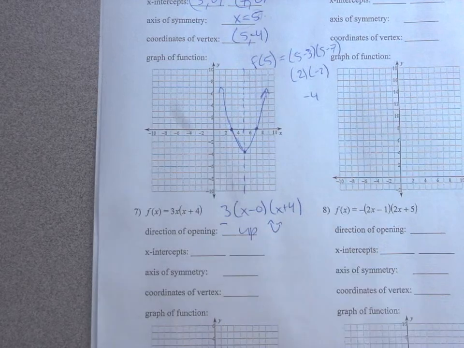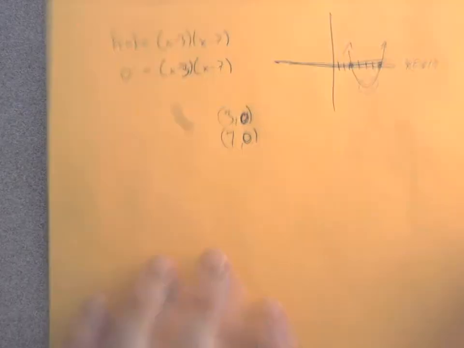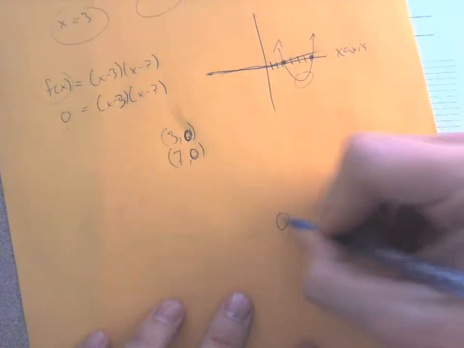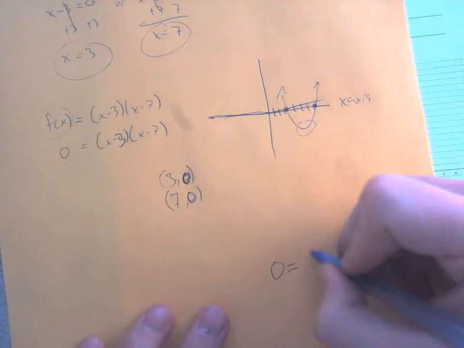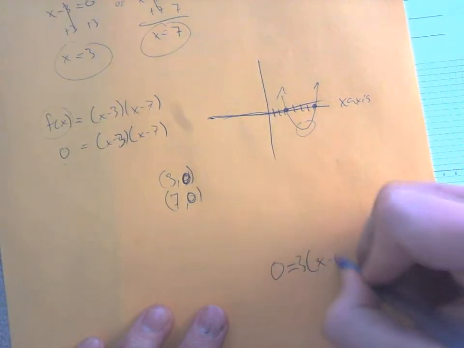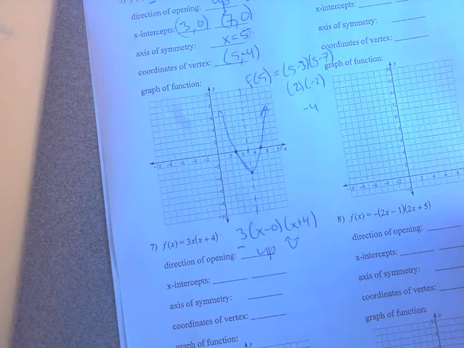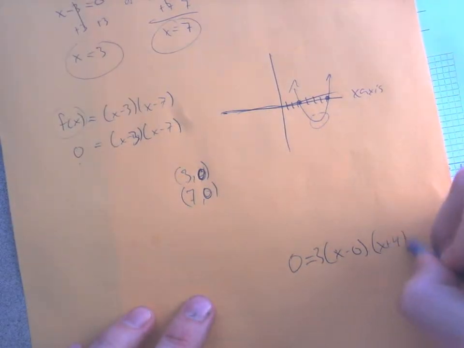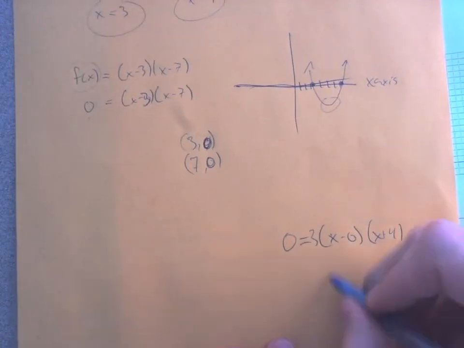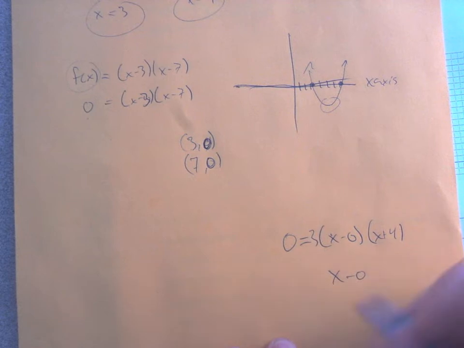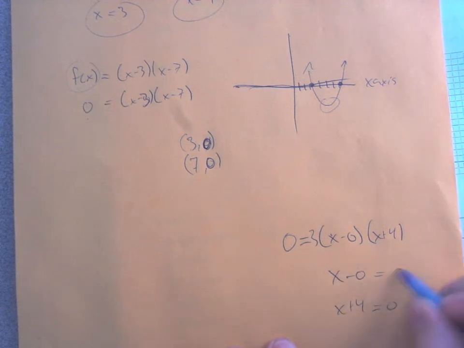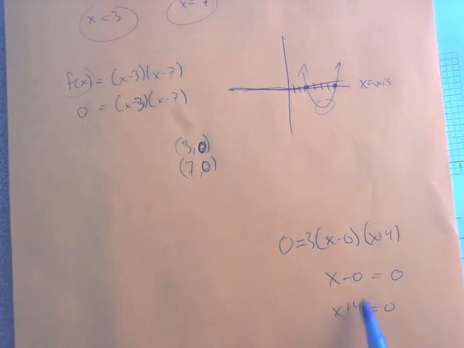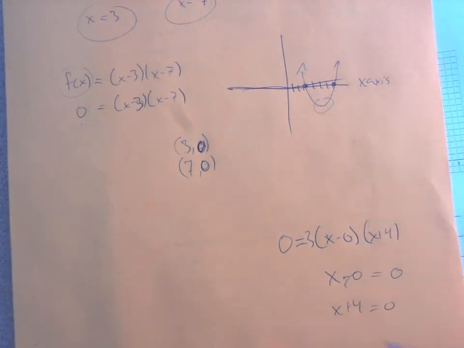The reason is, when you have an equation, let's go back to an equation, 0 equals 3 times (x minus 0) times (x plus 4). What you need to do to find x is set each factor equal to 0. So for this one, x is just equal to 0. For this one, you have to solve: x equals negative 4.